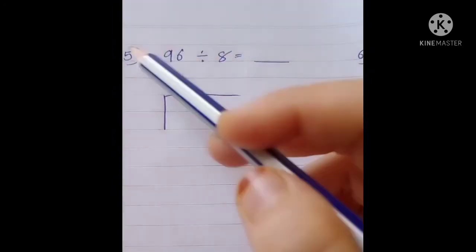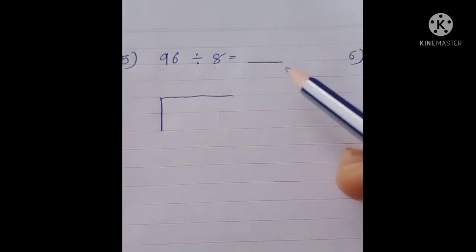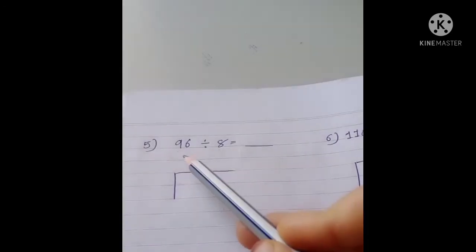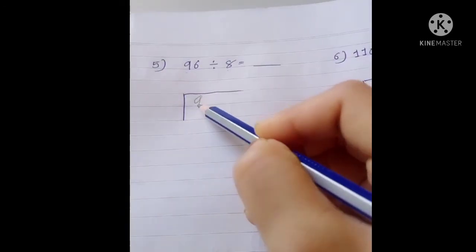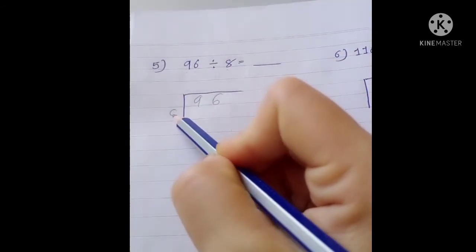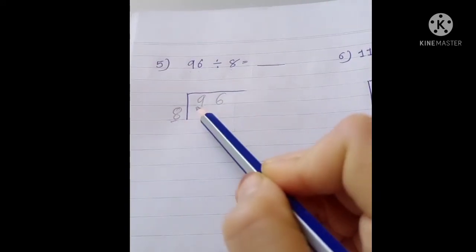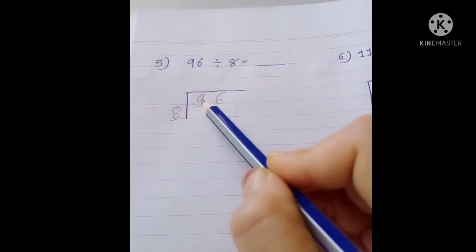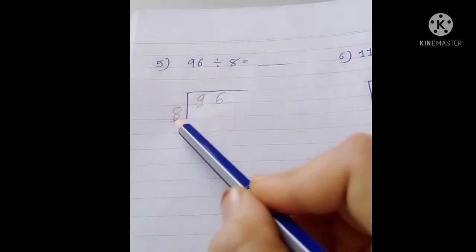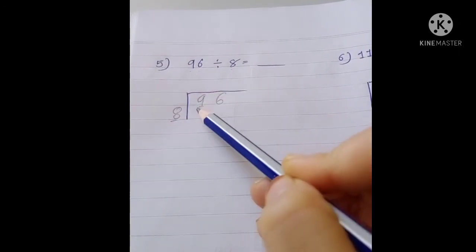Now students, question number 5 is 96 divided by 8. What is it, students? 96 divided by 8. So this 96 you have to write down inside, and this 8 you have to write down outside. Okay. Now students, as I told you, you have to compare the first digit of the dividend with the divisor, right?